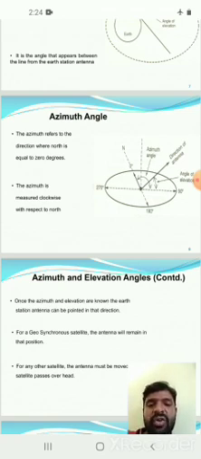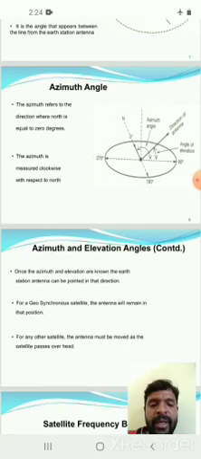Then that is called a geosynchronous satellite or geostationary satellite, because the geostationary satellite's rotation is equal to the earth's rotation. For any other satellites, the antenna must be moved as the satellite passes overhead. For other satellites, the satellite position varies or changes as it passes overhead.